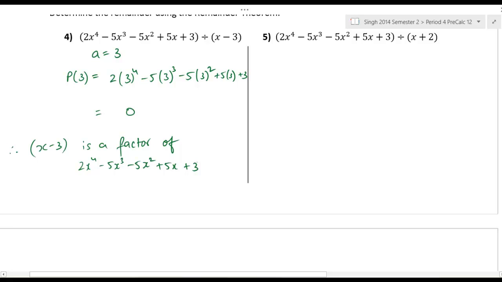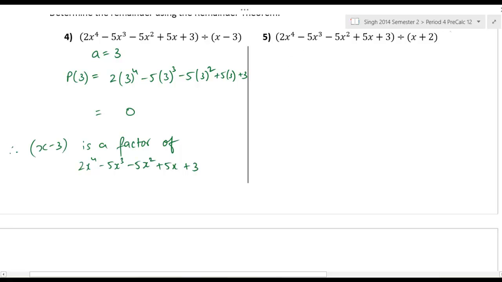Similarly, I want you to go ahead and try and see if example number 5 is also in fact a factor. So pause your video right now, go ahead and try that, and then see what you come up with. Alright, once you've had a chance to do that, let's see if you were correct or if you weren't correct.